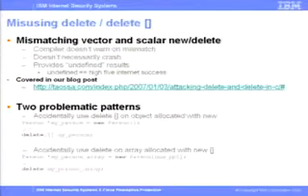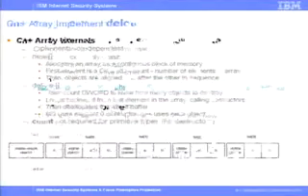So what we're isolating is two problematic patterns. One is using the array delete on a pointer to a scalar object or a pointer in the middle of an array, and that's the less likely one. The more interesting, more likely one is using the scalar delete on an array allocated with the vector new.